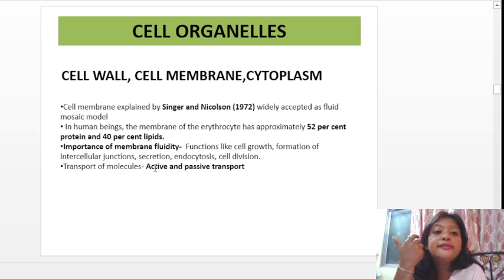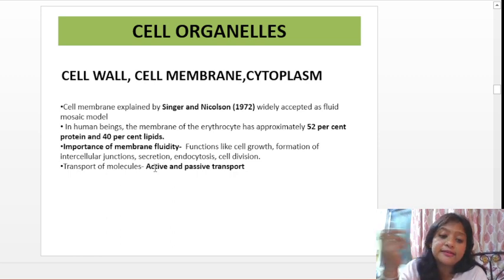Today, first let's start with the cell wall, cell membrane, and cytoplasm. The cell membrane was explained by Singer and Nicholson in 1972, and they gave the fluid mosaic model of the cell membrane. I'll discuss this in detail in my next slide. Just remember this, in human beings, these are some small points which you can learn for your medical exams and all.